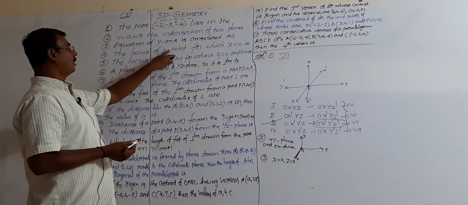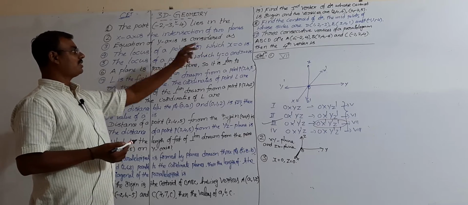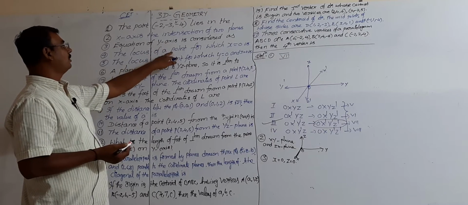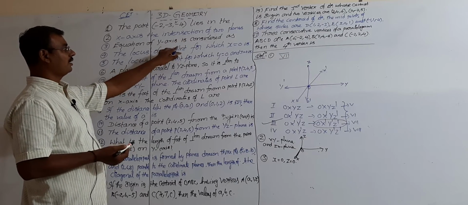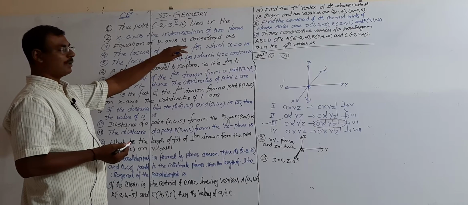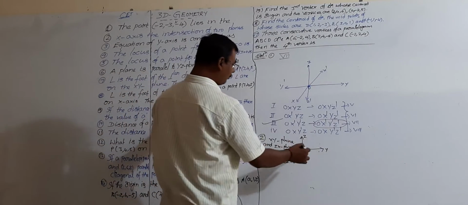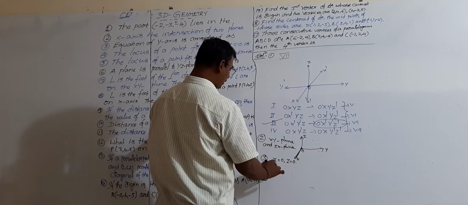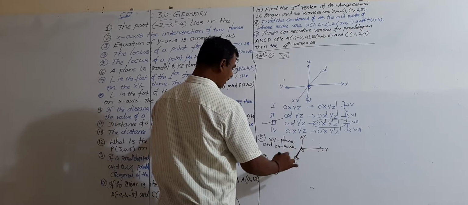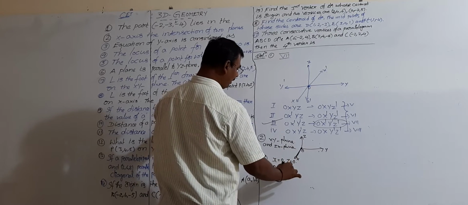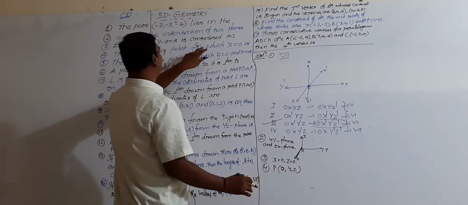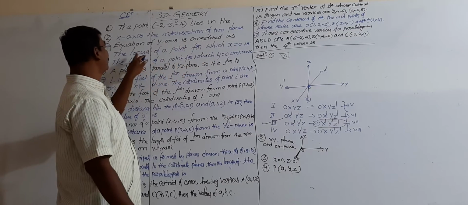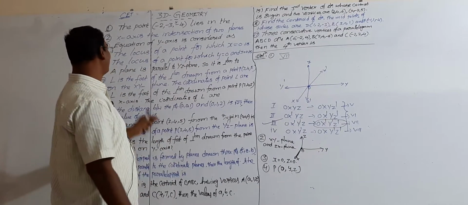Fourth one, the locus of a point for which x equal to 0. What does x equal to 0 mean? YZ plane. In the YZ plane, the x coordinate is 0. So what is the point here? The point becomes 0, Y, Z. So the locus of a point for which x equal to 0 means the YZ plane.